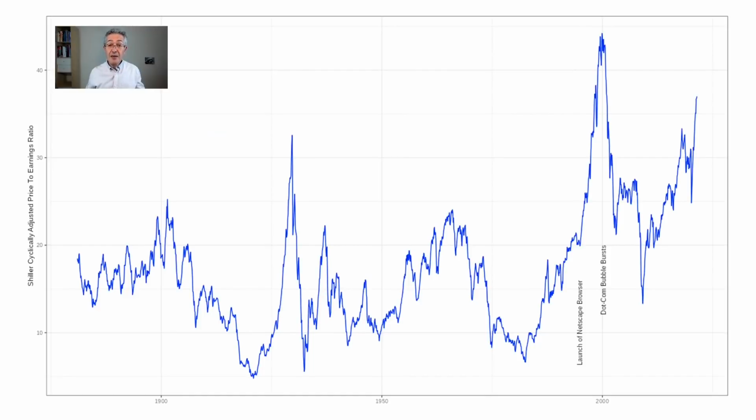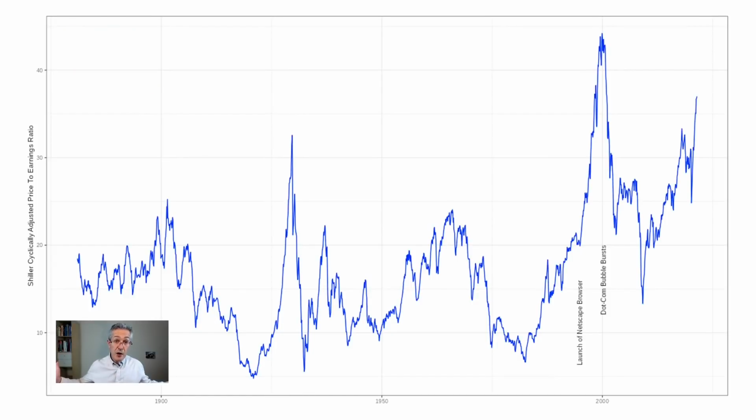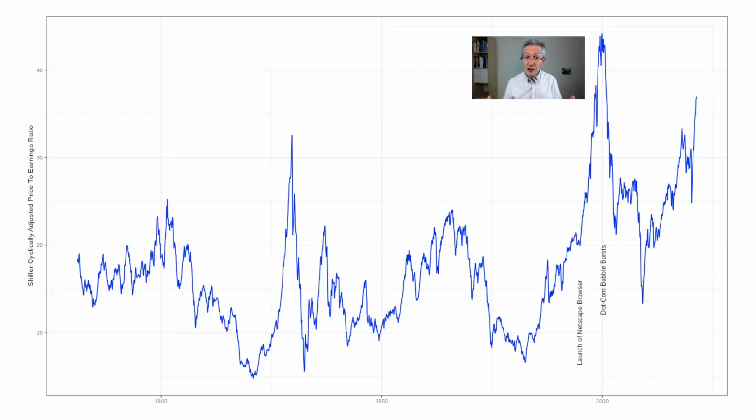So when the value of CAPE is high, that means that equity is expensive. And when it's low, equity is relatively cheap. And it's notable that the CAPE ratio picked up the dot-com bubble particularly well. You can see that CAPE reached an all-time high around the year 2000.